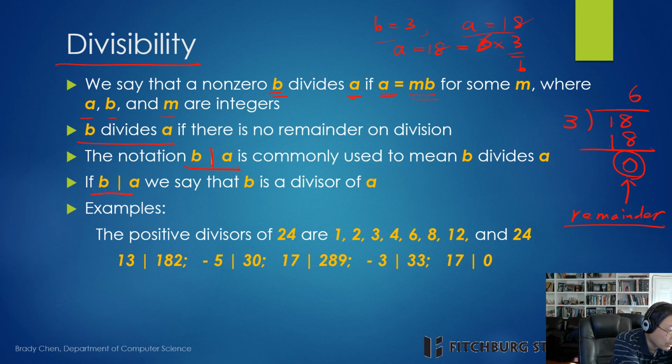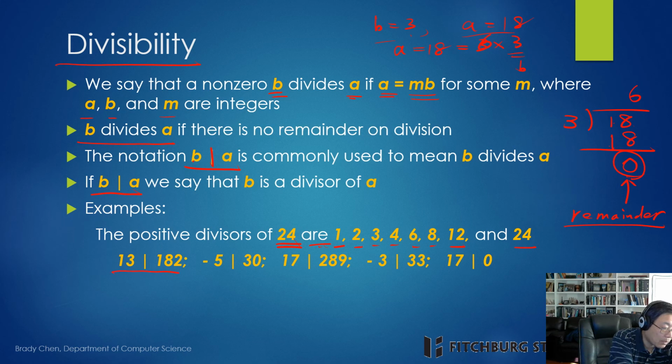In case B divides A, we basically say B is a divisor of A. So in this case, B is 3 and A is 18, so 3 divides 18, and 3 is a divisor. Now we can easily find many examples. For example, the positive divisors of 24 are 1, 2, 3, 4, 6, 8, 12, and 24 itself. Why? Because 1 divides 24, 2 divides 24, 3 divides 24. So all these numbers divide 24. These are all the divisors of 24.